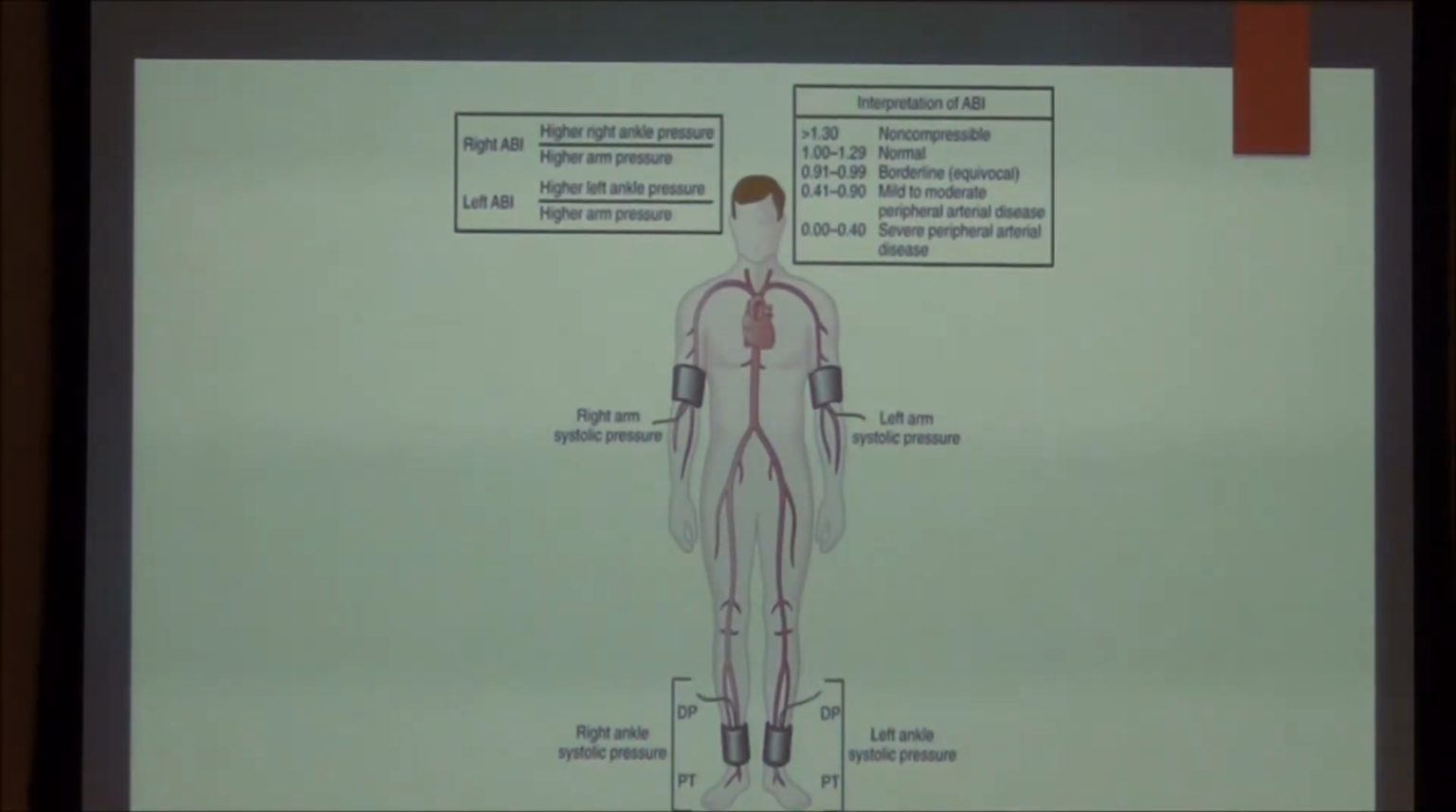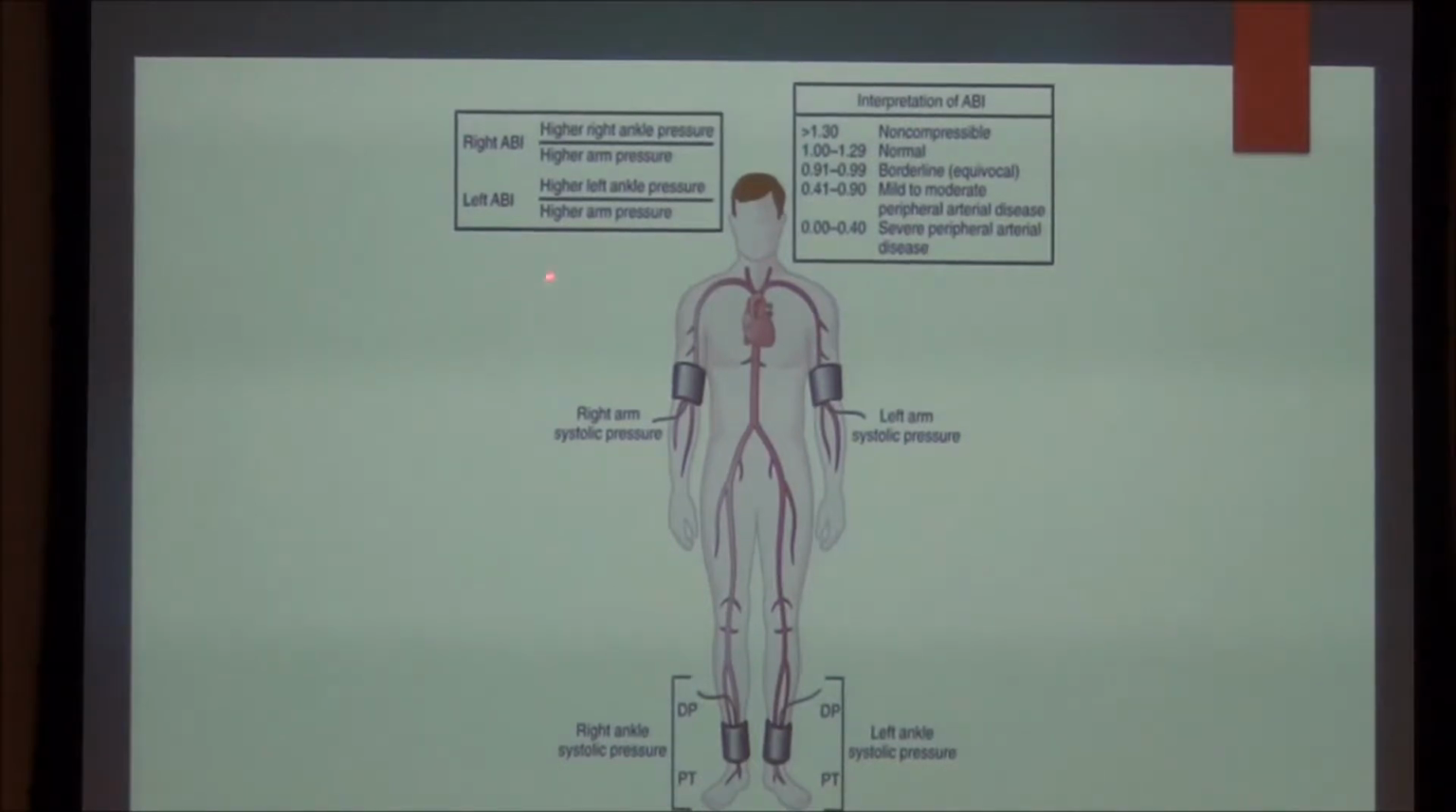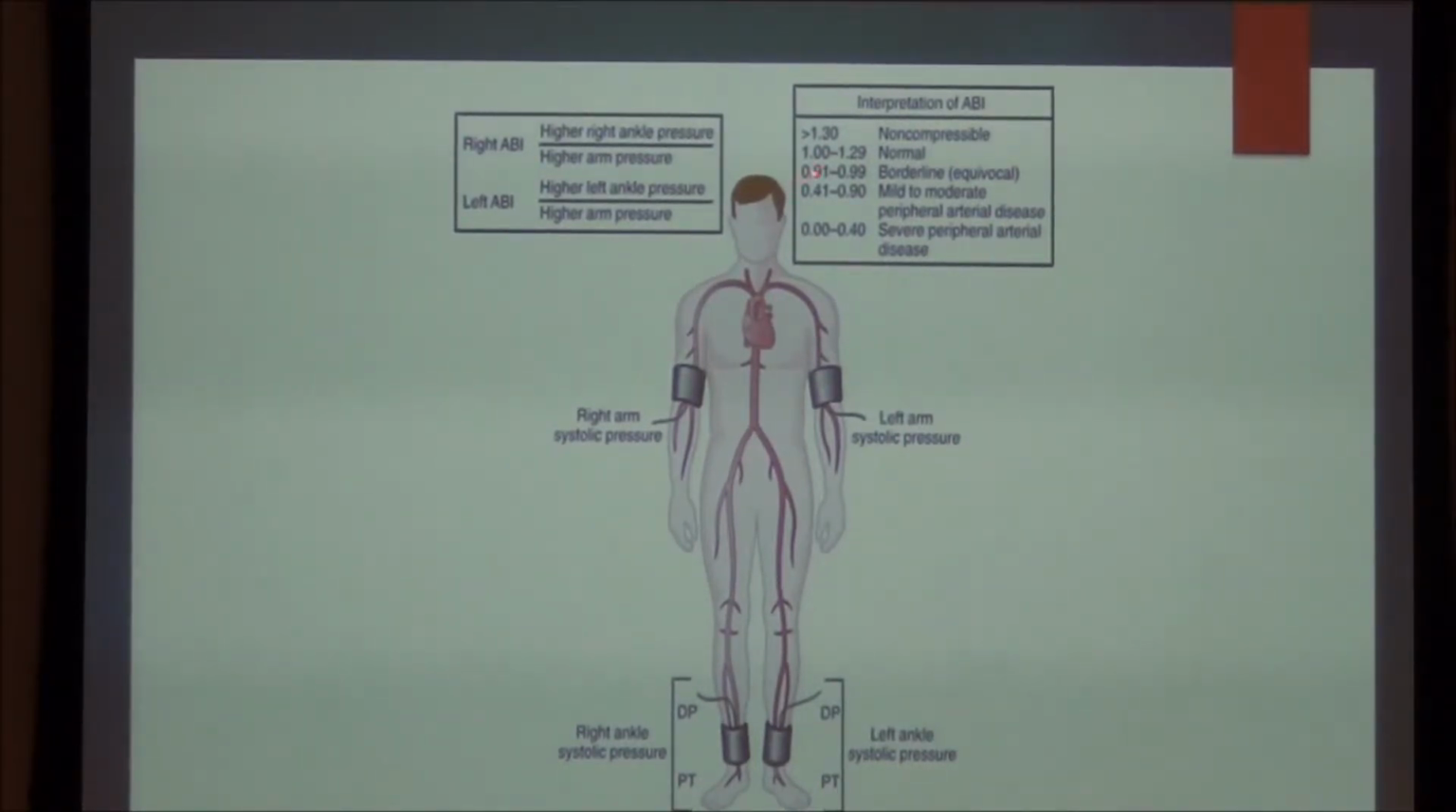How the ABI, ankle brachial index, is done: you put the cuffs around both arms or measure the blood pressure on the brachial artery, and then you check it on dorsalis pedis and posterior tibialis, and then you divide the pressure by the highest brachial. The normal is always 1 to 1.29. If this number is greater than 1.3, that is abnormal and is due to non-compressible vessels.